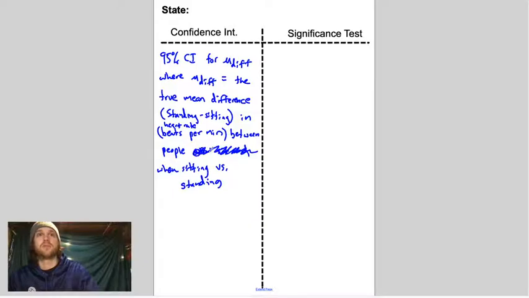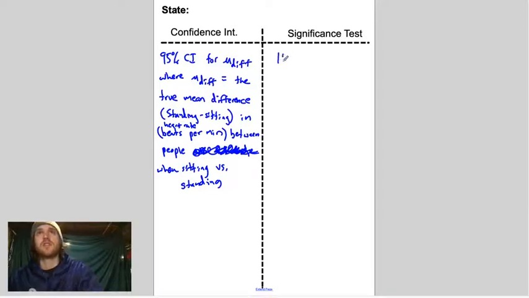I like that better. Okay. That's our confidence interval. We've got our confidence level stated, we've got our parameter we're estimating stated, and we've got the kind of parameter explained in context.